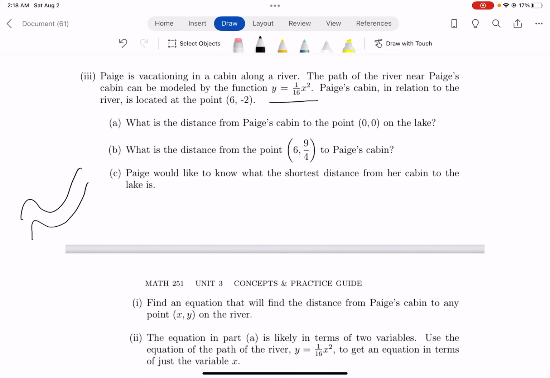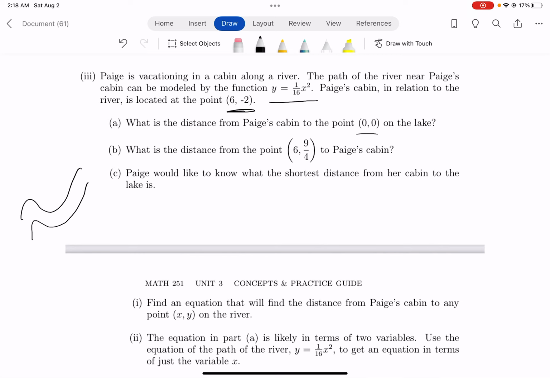Paige's cabin in relation to the river is located at the point. This is the location of Paige's cabin. What is the distance from Paige's cabin to the point (0, 0) on the lake? So let's look at part A. He wants the distance from Paige's cabin to the point (0, 0).